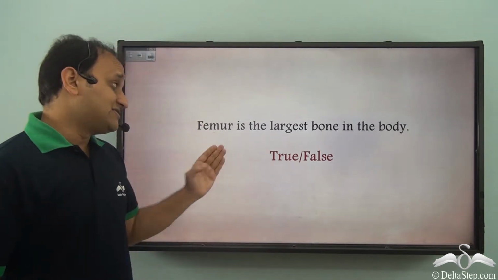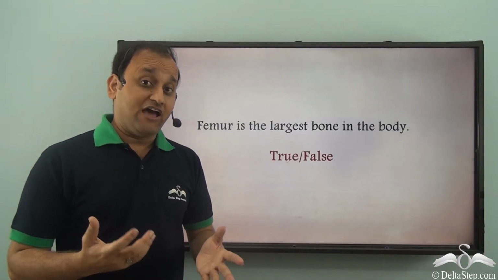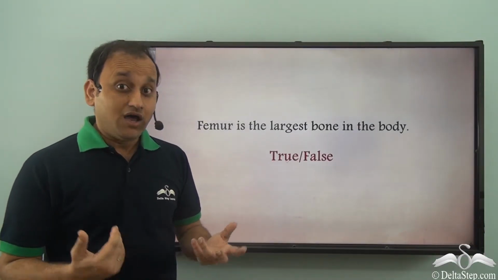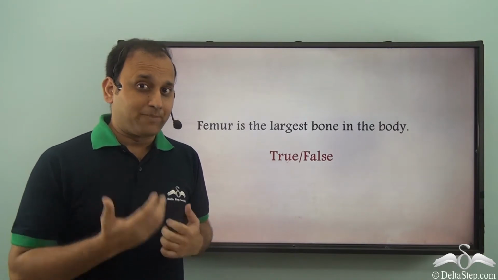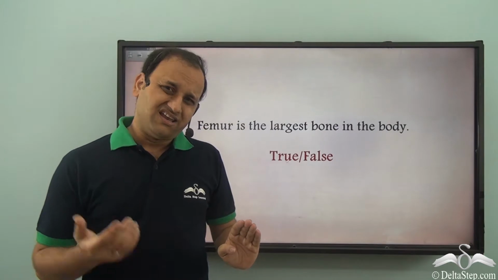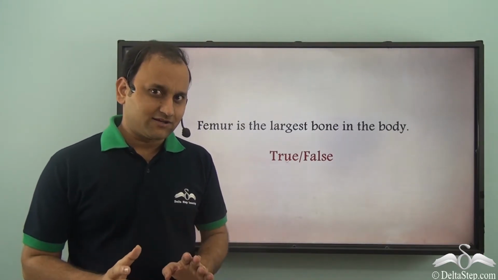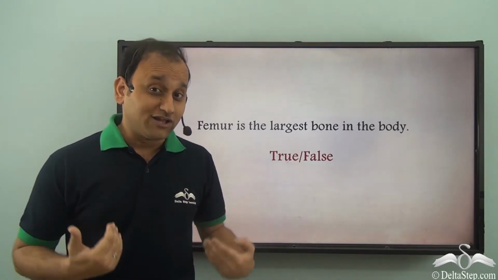Well, femur is located in the lower side of the body. Now, we know that in the upper part of the body, we have humerus, which we know is the largest bone in the upper part of the body. So, femur is the largest bone in the lower side of the body. Is that correct? Well, it is correct. And not only on the lower side.